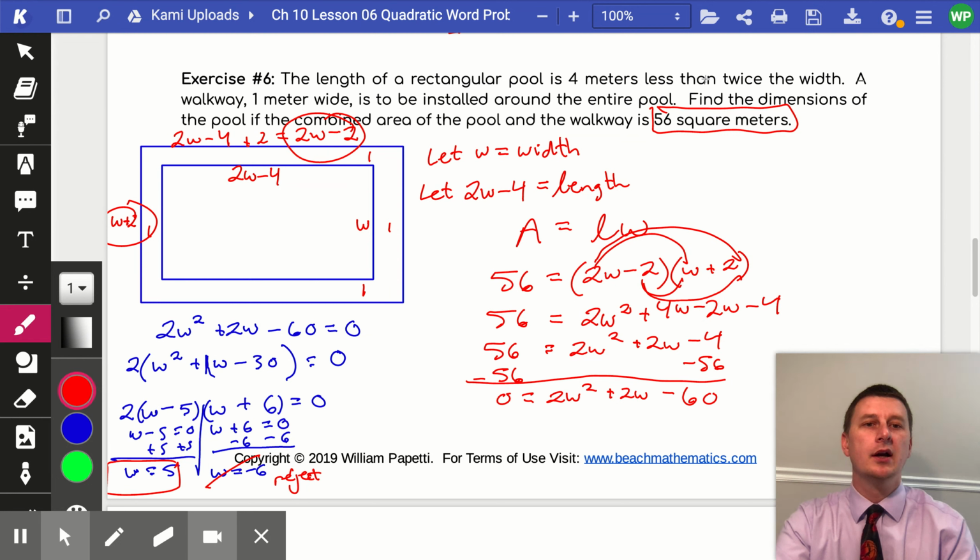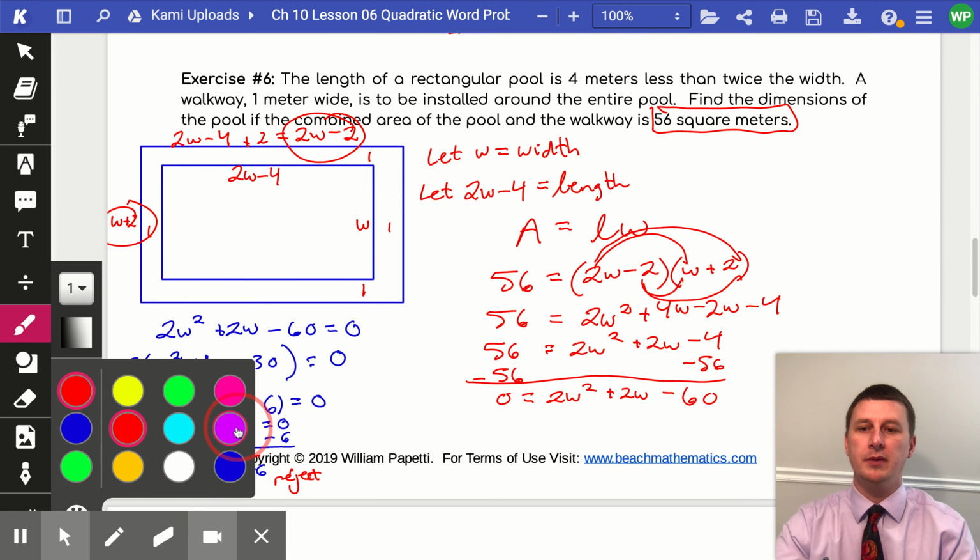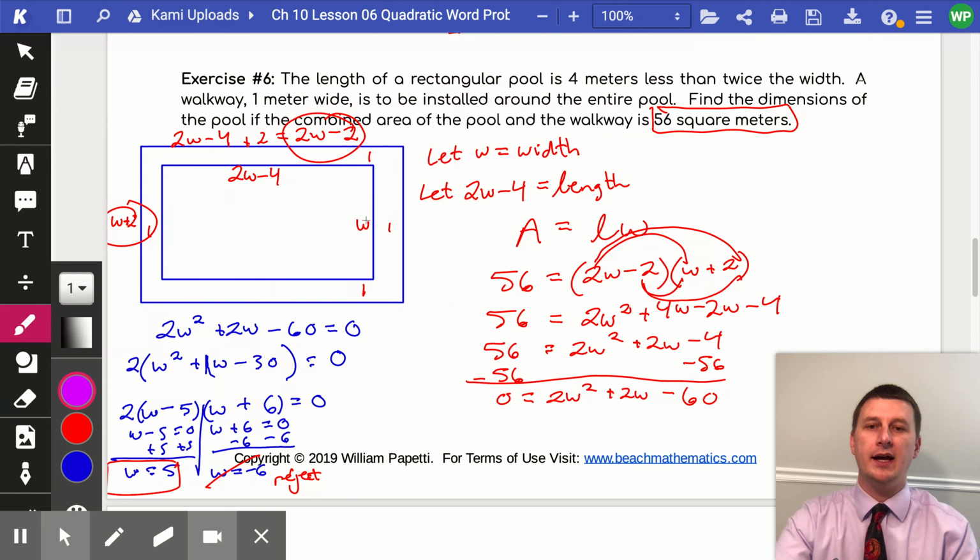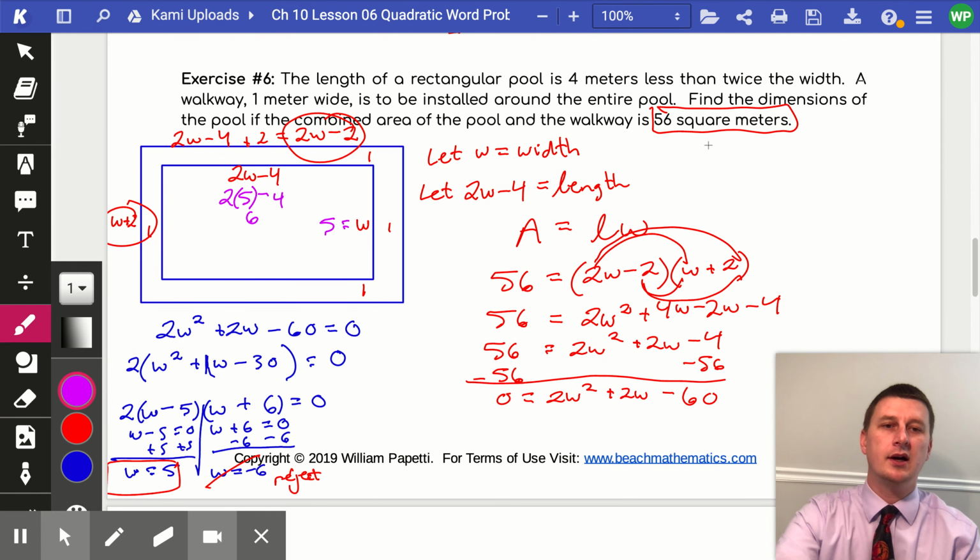Let's go back and read. Find the dimensions of the pool. So if we know that w equals 5, let's go to purple now. Our width is 5, but we also want to know our length, so we substitute 5 in for w right here to get our length. 2 times 5 is 10, minus 4 is 6. So our dimensions are that the width is 5, and we're measuring in meters, and our length is 6 meters.